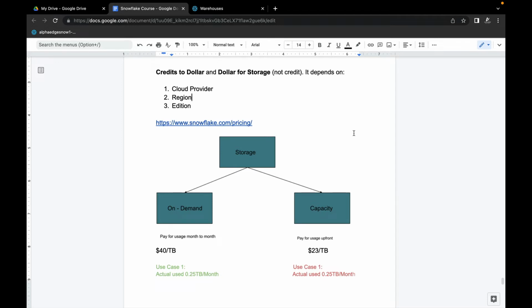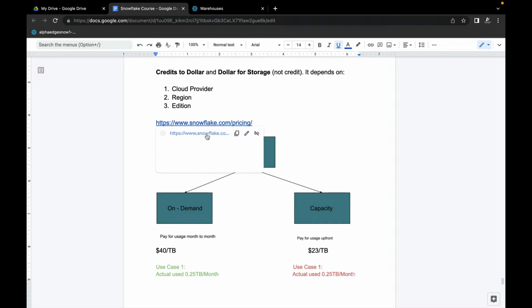Number one is the cloud provider, whether you are using Amazon Web Services, Microsoft Azure, or Google Cloud Platform. Then, what is the region you are selecting, and what is the edition? There are various Snowflake editions, four in total. Based on which one you are using, your dollar amount is decided.